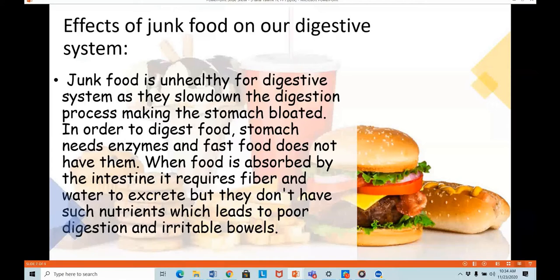Effects of junk food on our digestive system. Junk food is unhealthy for the digestive system as it slows down the digestion process, making the stomach bloated. In order to digest food, the stomach needs enzymes, and fast food does not have them. When food is absorbed by the intestine, it requires fiber and water to excrete, but junk food doesn't have such nutrients, which leads to poor digestion and irritable bowels.